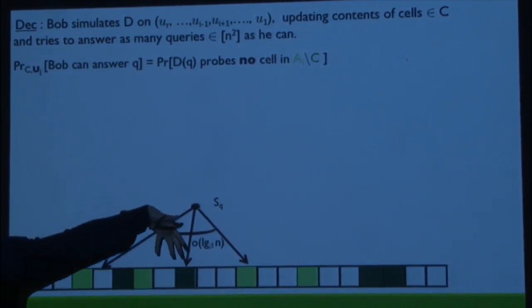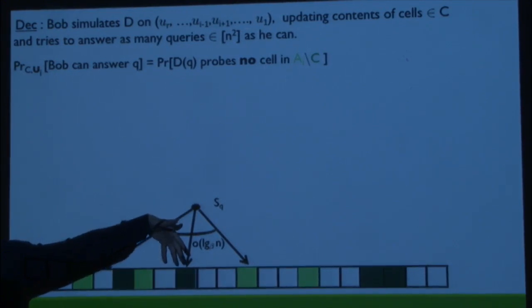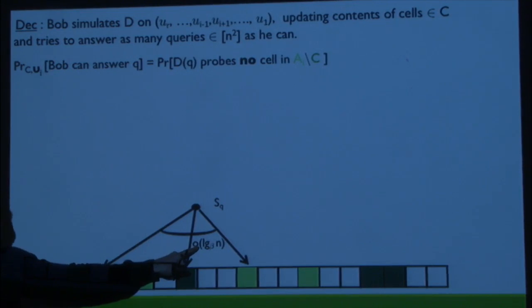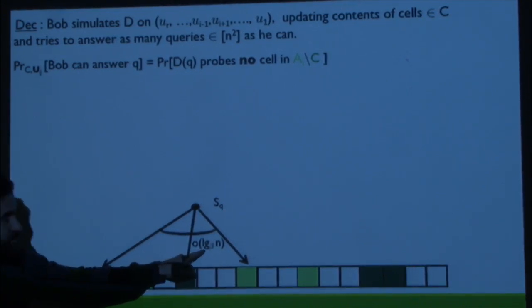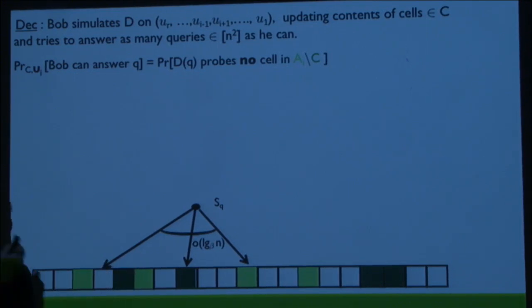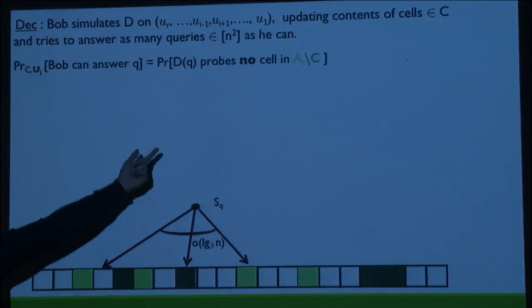But the query time, we assumed, is small, right? We assumed that the data structure probes far fewer than log n light green cells, and each cell was independently subsampled with probability p.